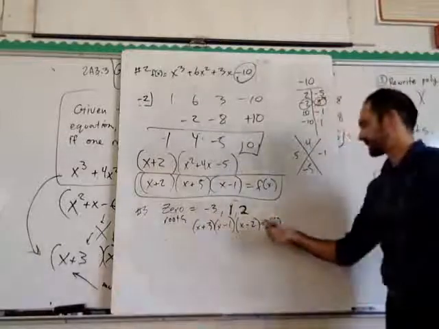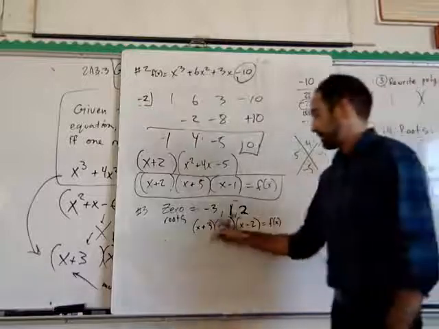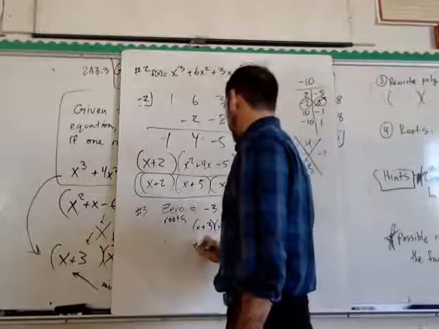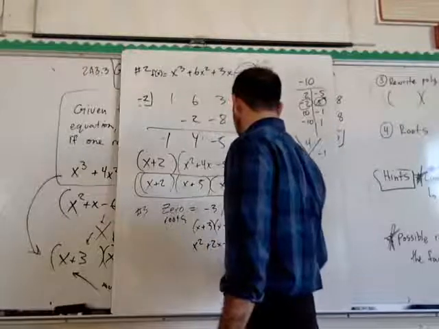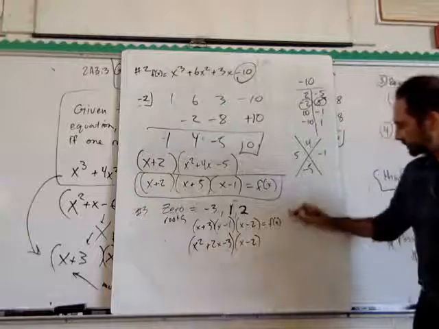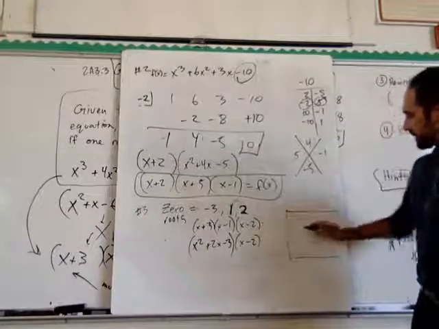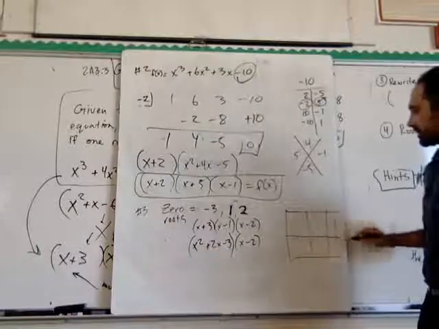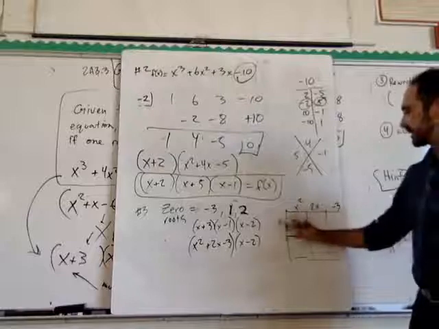I really don't like that on the right side, but we'll keep it there. Next, let's go ahead and factor this, or FOIL it. X squared plus 2x minus 3 and x minus 2. And then I wanted to show you one way that you can do this: you can use a box method for this. Let's go do that for a second. x squared, 2x, -3, x, -2.